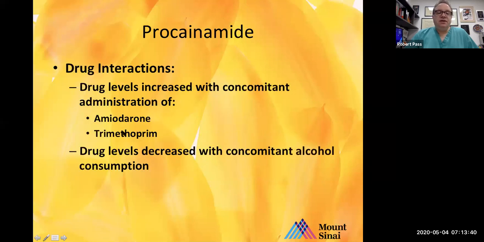It can interact with amiodarone and trimethoprim, and the drug levels of both would be increased if you gave proc with it. Probably wouldn't recommend either. And drug levels are decreased with alcohol consumption.